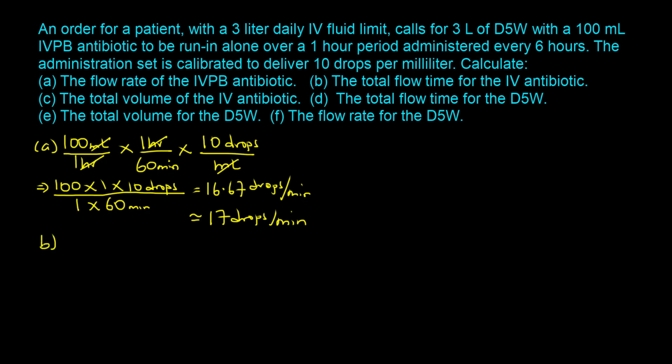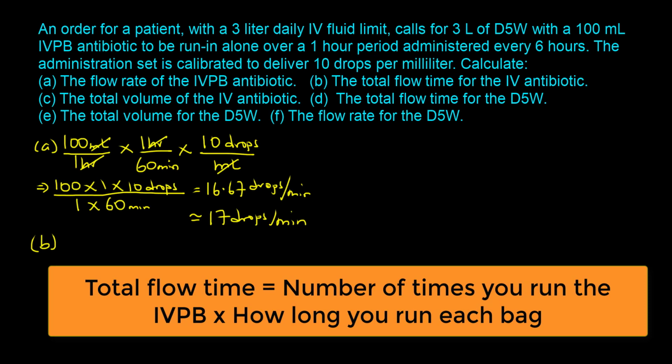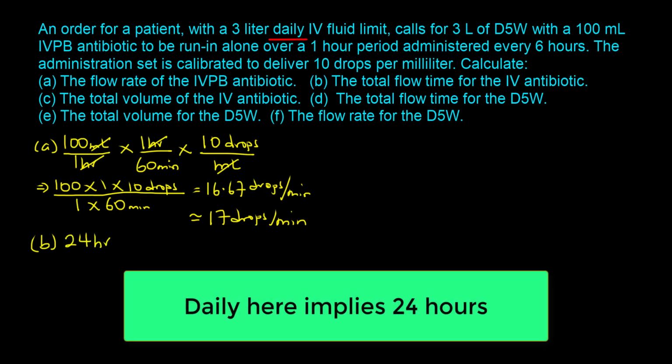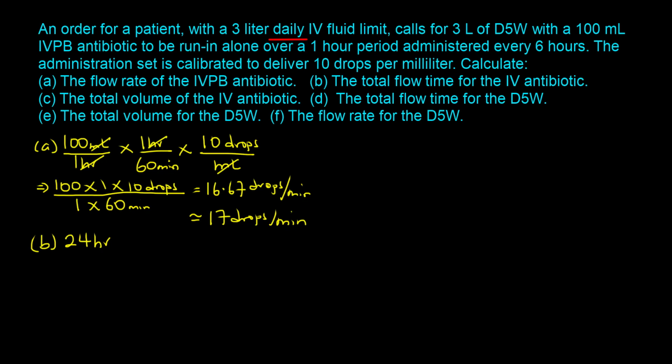So we can now solve part B of the question, which is asking for the total flow time of the antibiotic. And the way we find the total flow time is to multiply the number of times that you are running the IVPB by how long you run each bag. And so what that would look like is you have a total time of 24 hours. You run the IVPB every 6 hours. And each bag is run for 1 hour. And so the total flow time will be 4 hours.